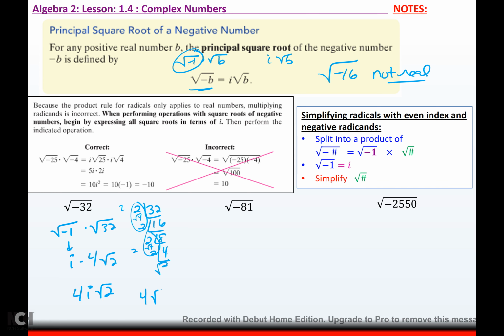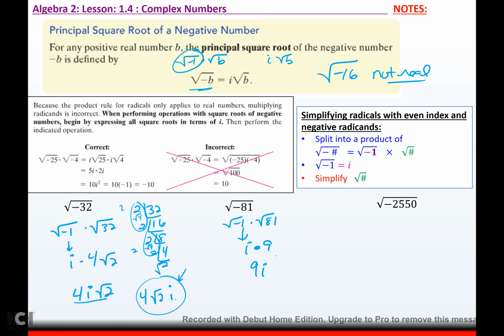You also might see 4 square roots of 2i at the back. I don't like writing it like that because sometimes it looks like my i is underneath that radical, and it's not. So I like to write mine in front, but they might make you write it like that. I'm not sure. Alright, the square root of negative 81, that's the square root of negative 1 times the square root of 81. That's i. That's 9. So my answer would be 9i.